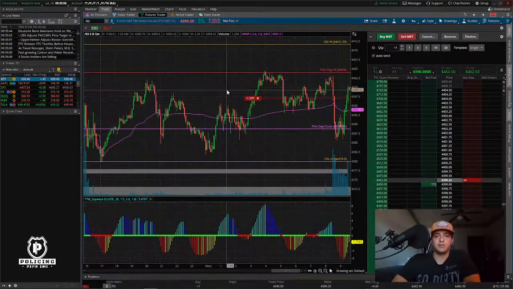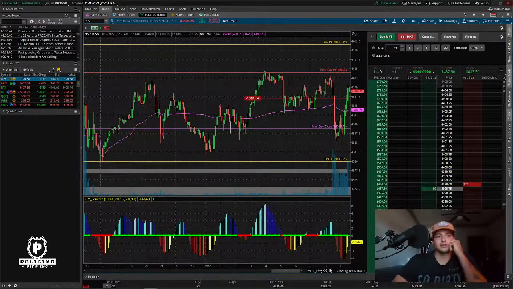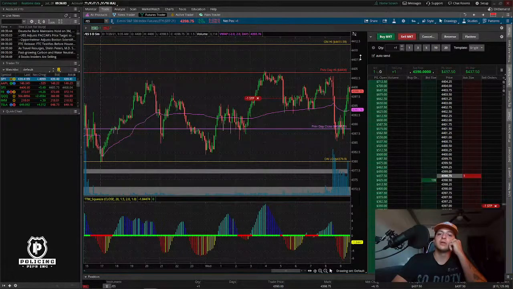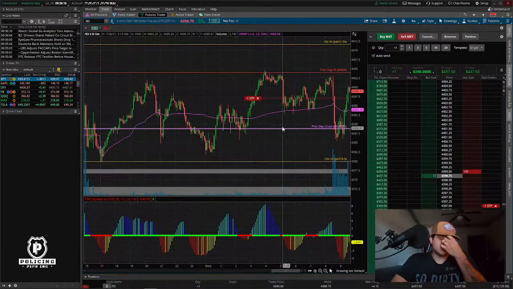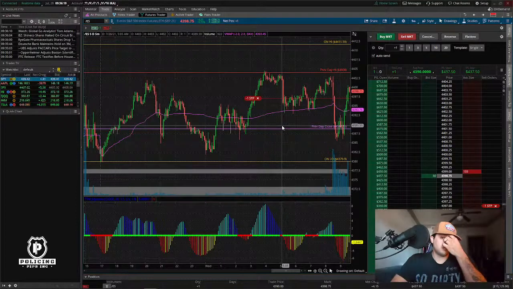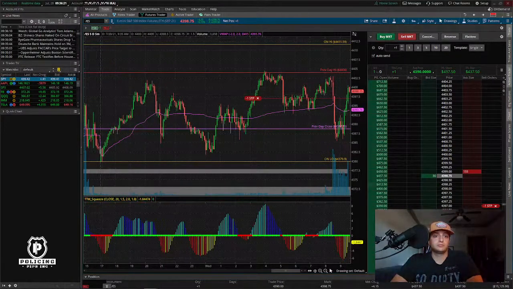I think if we can break 4,400, you have the previous day high as a target. Like I said, it's going to be a wall. It's going to be very difficult to break 4,400 at the moment, especially after seeing that big sell order that came in. Yeah, I think it will break. I think you guys are right. It's just going to take some time.